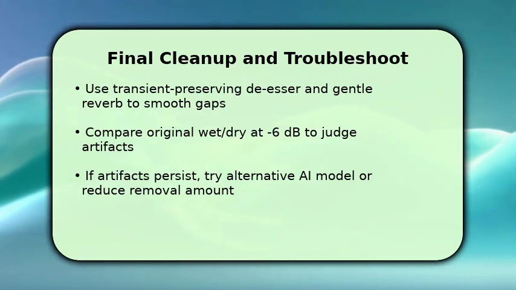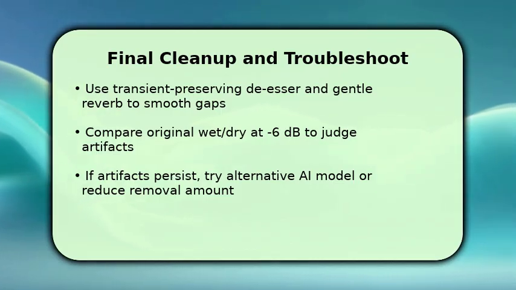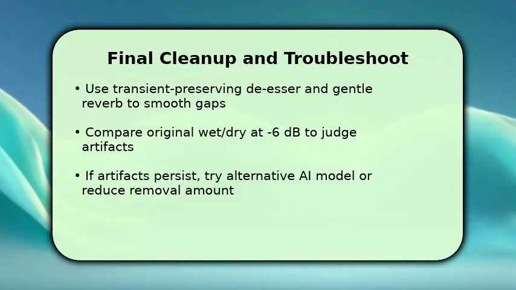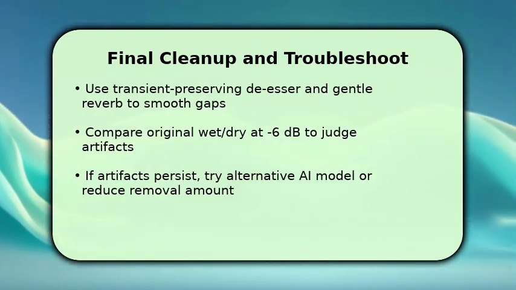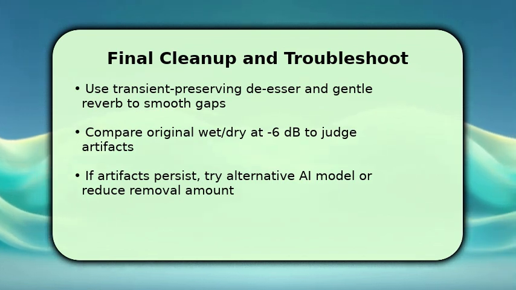Once done, compare the processed track to the original at a lower level. Make sure instrument clarity remains and that you haven't over-attenuated bass or drums. If you hear warbling or hollowing, reduce the removal intensity or run a different vocal removal AI model. This single change often fixes stubborn artifacts without redoing the whole chain.